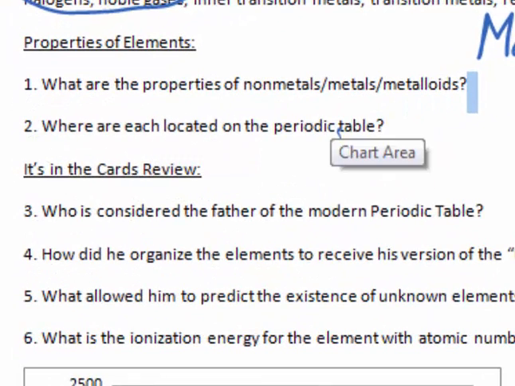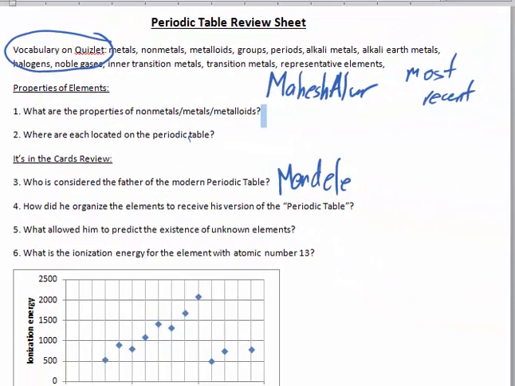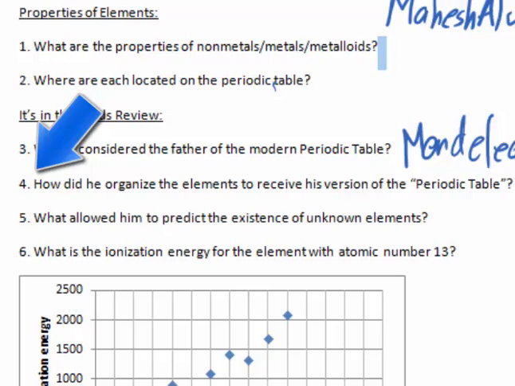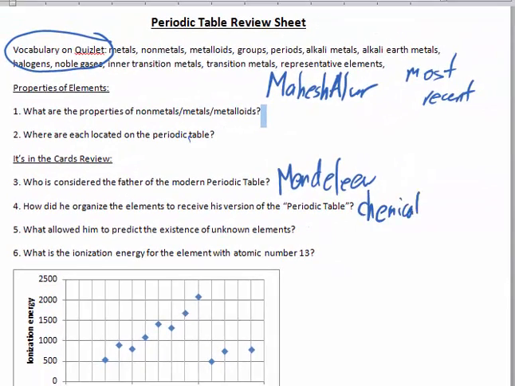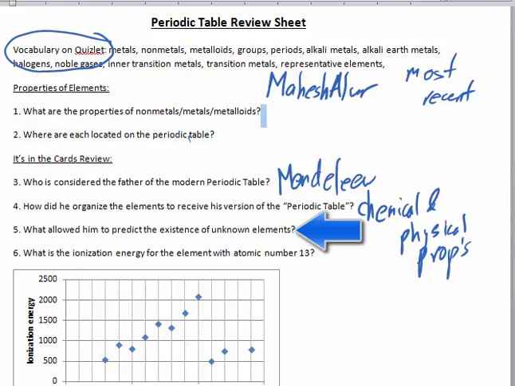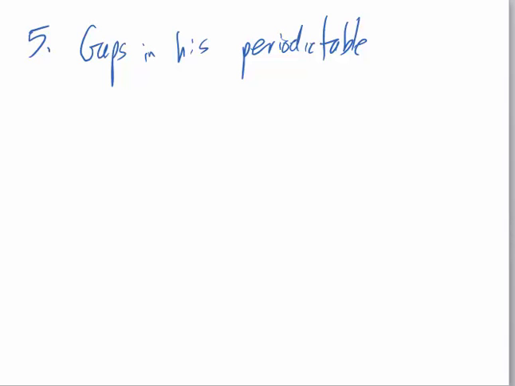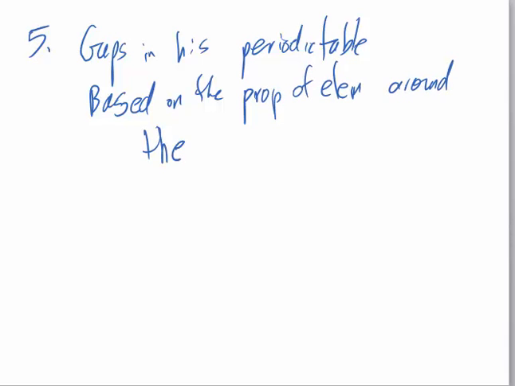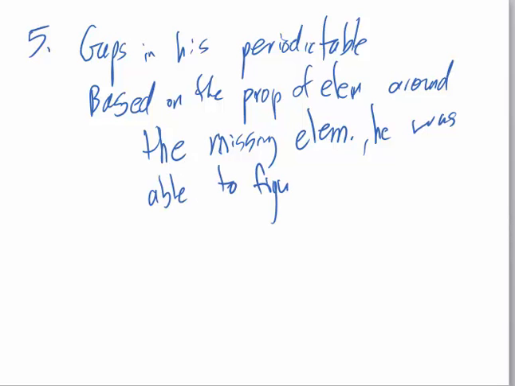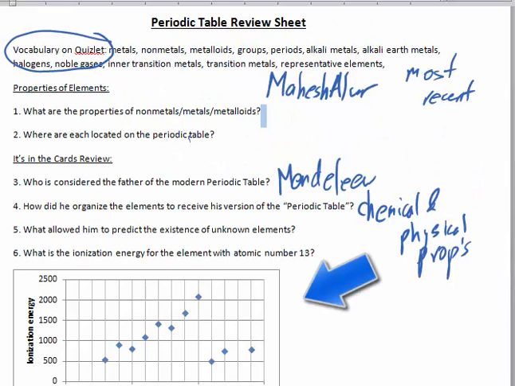Number 3, who is considered the father of the modern periodic table? And that is Mendeleev. How did he organize the elements to receive his version of the periodic table? He organized them based on chemical and physical properties of elements. Number 5, what allowed him to predict the existence of unknown elements? After he arranged them, he realized that there were gaps in his periodic table when he organized them according to the chemical and physical properties that they had. Based on the properties of the elements around the missing element, he was able to figure out its properties, which leads us to this question on how he did it.